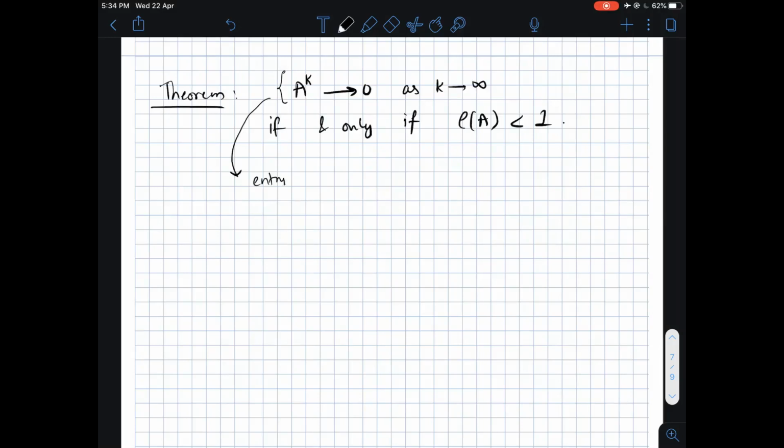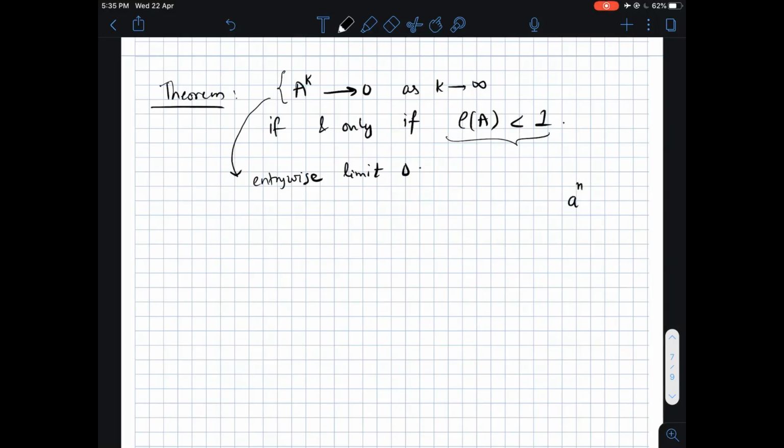For simplicity's sake, here let's assume I'm just saying entry-wise, meaning that every entry, so remember this is a matrix, right? We are dealing with square matrices here because you cannot take the powers of rectangular matrices. You can only take the power of a square matrix. So when you take repeated powers, when you take larger and larger powers of a square matrix, then you are saying if I want all the entries of the resulting matrix to go to 0, right? Entry-wise limit 0.